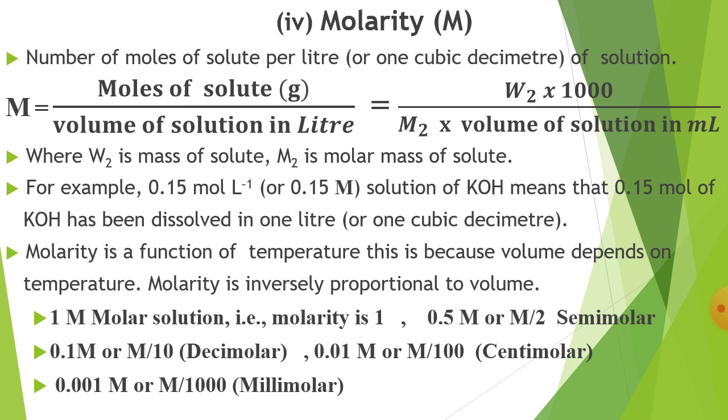Now for example, if it is given like this, 0.15 mole per liter or 0.15 capital M solution of KOH, this means that 0.15 mole of KOH has been dissolved in 1 liter or 1 cubic decimeter. So by this you can find the mole and volume of solution.